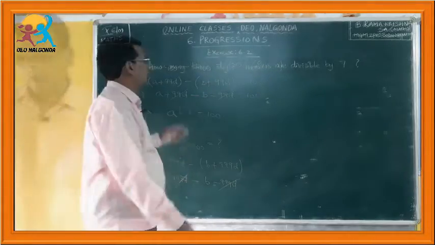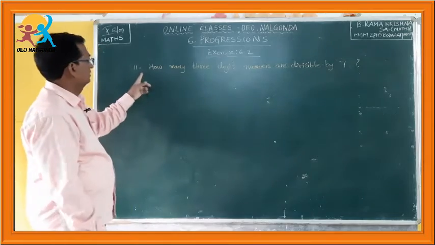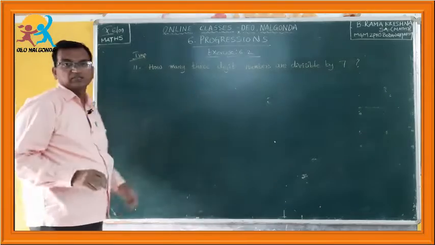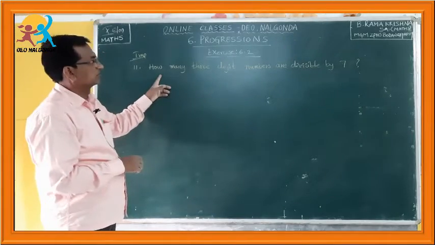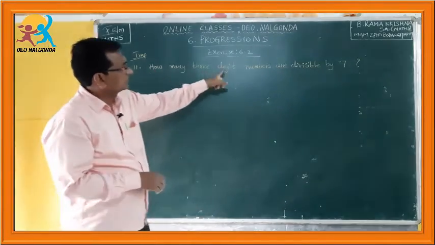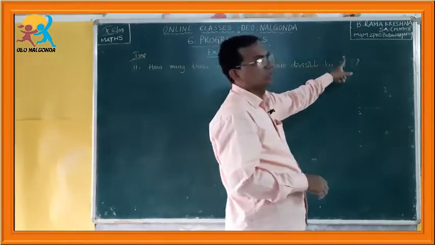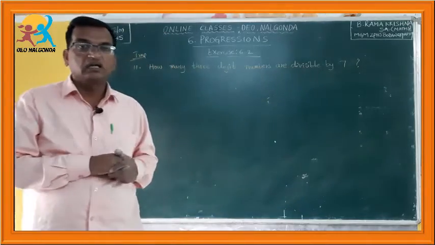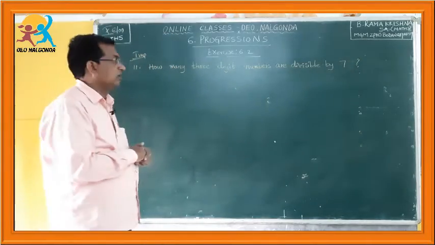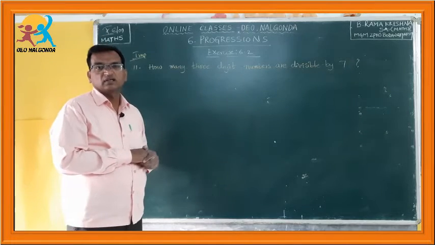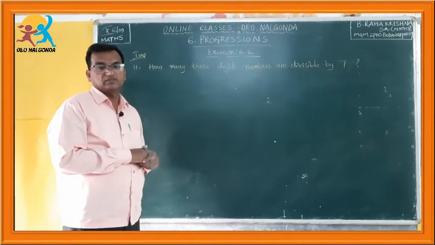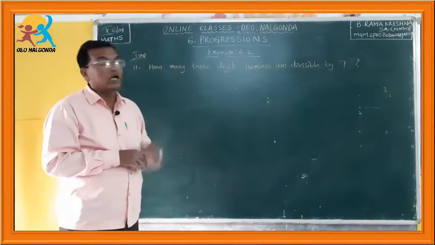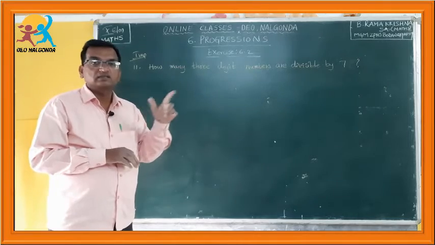Okay, coming to the next question, that is the 11th one. This is also an important model which came many times in the annual examinations. So, let me read this. How many 3-digit numbers are divisible by 7? What does that mean? 3-digit numbers, how many are there? And in those 3-digit numbers, how many are divisible by 7?